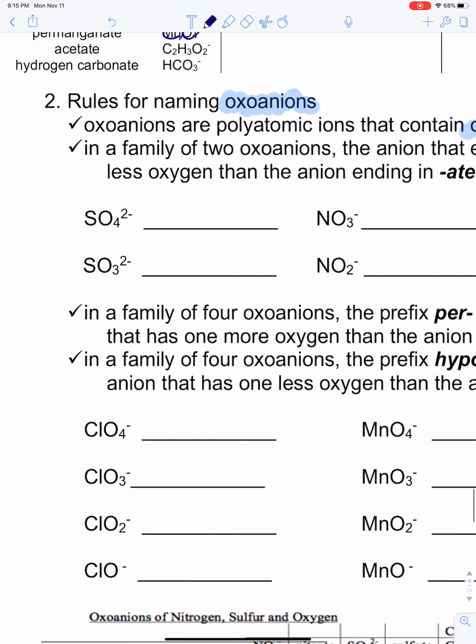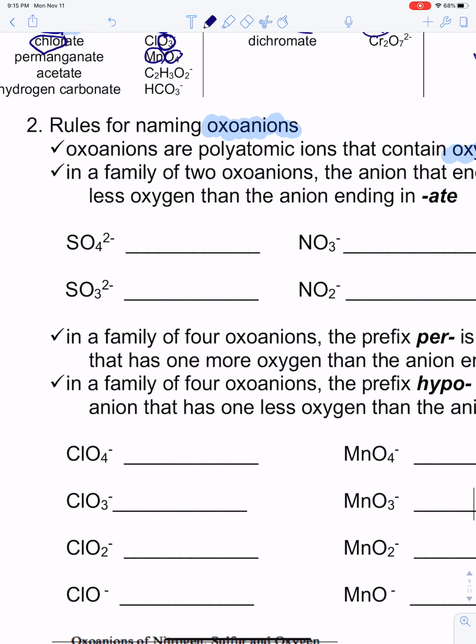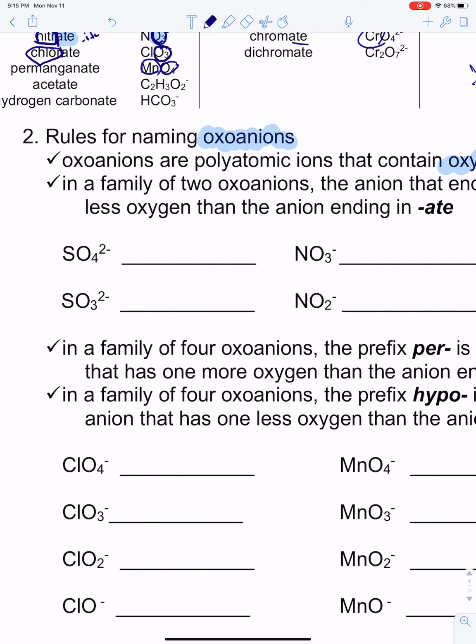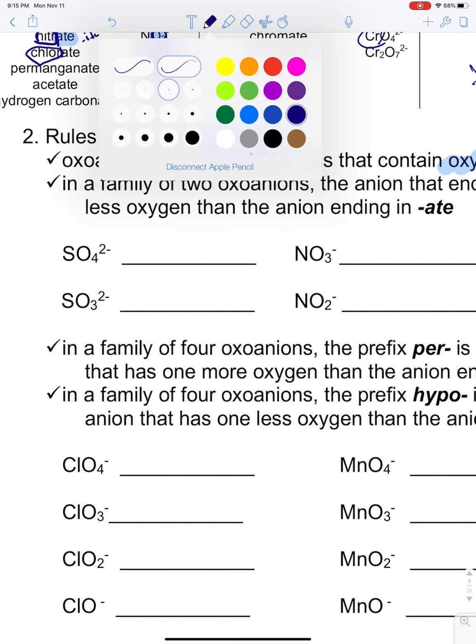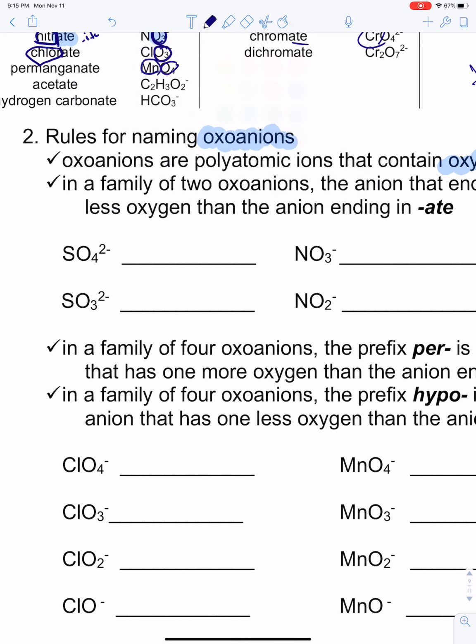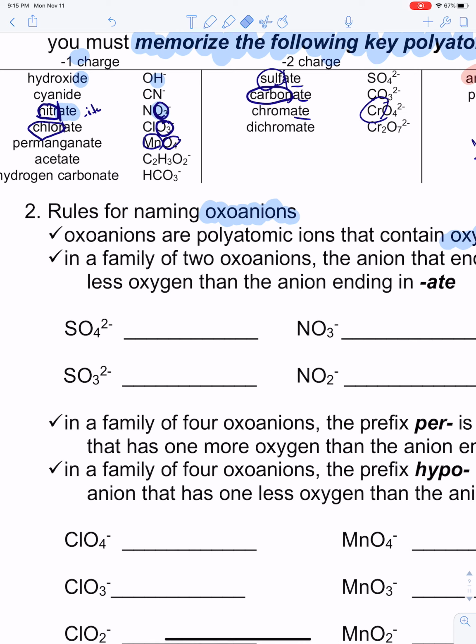Now, there are families of oxoanions. If you know, for example, the name of one of the oxoanions, it can lead you to the name of its related oxoanion. So according to the list, SO4 is sulfate.